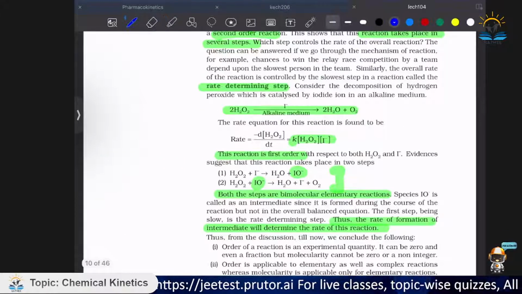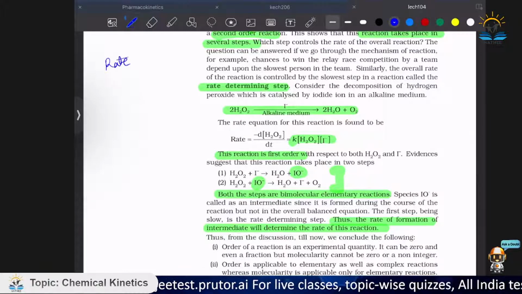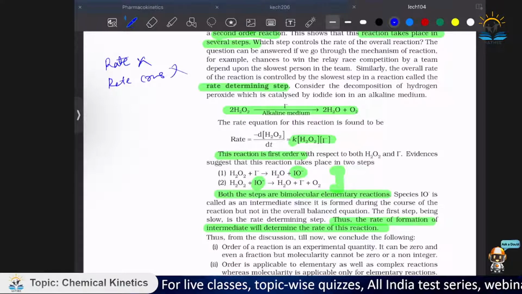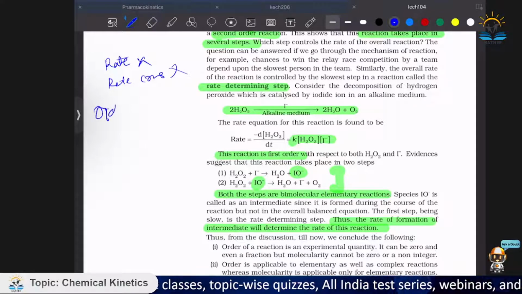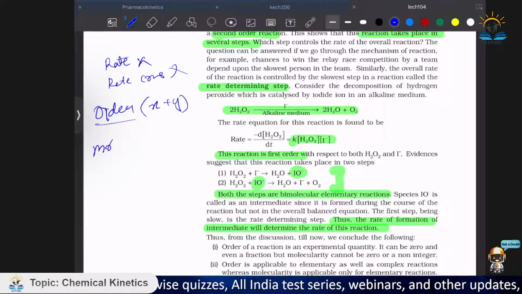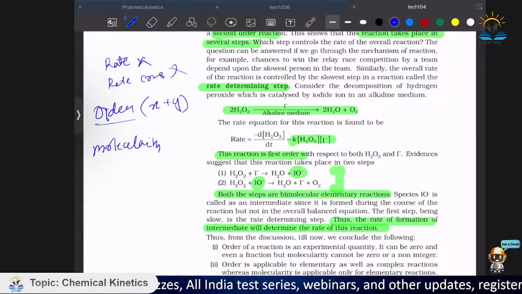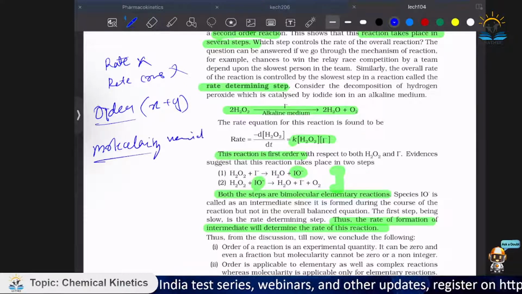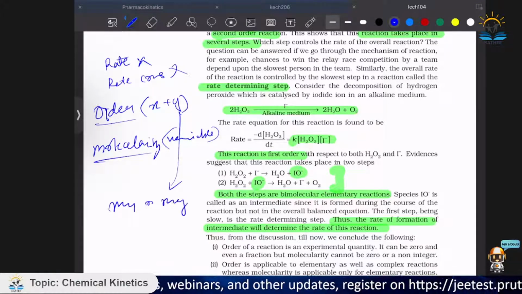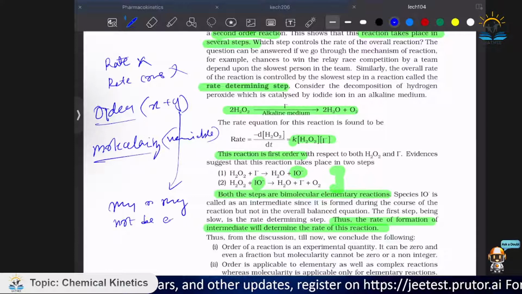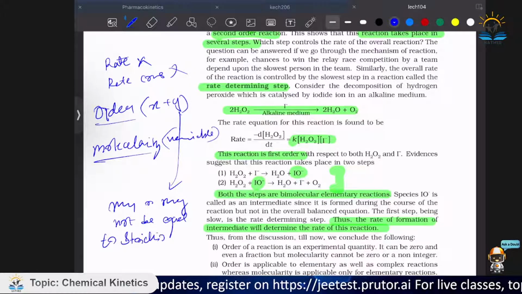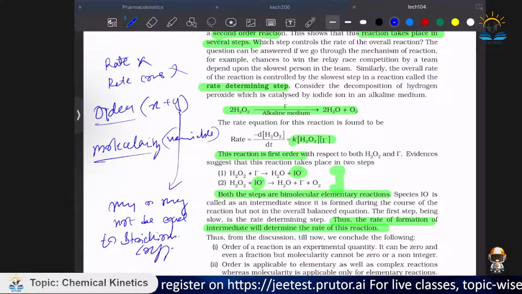So, till now, we have learned four terms. Rate, which you all know, no need to explain this. Rate constant, also you know, no need to explain this. Order. Order is x plus y, whatever powers you are raising. Molecularity, variable. Again, both of them may or may not be equal to the stoichiometric coefficients.